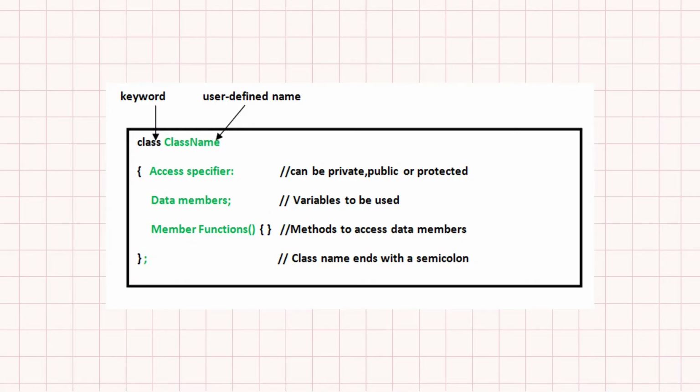And what is the structure? This is the structure of a class. We have the keyword class at the first, and then the user-defined name. It may be student, like I have a class named student, so I write the class name student, then curly brackets and the access specifiers which can be private, public, and protected. Then data members, and next member functions, and at the last the closing curly bracket, and then a semicolon.